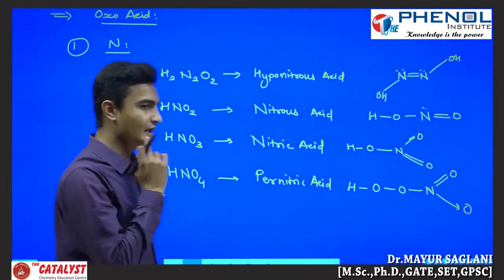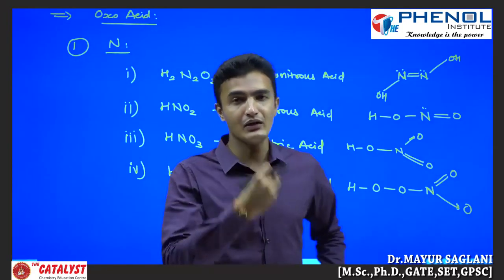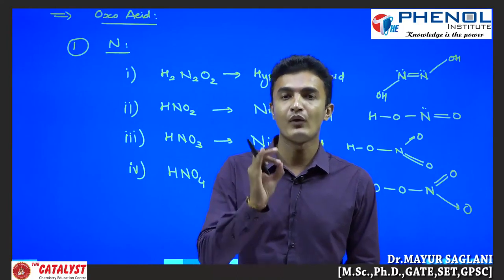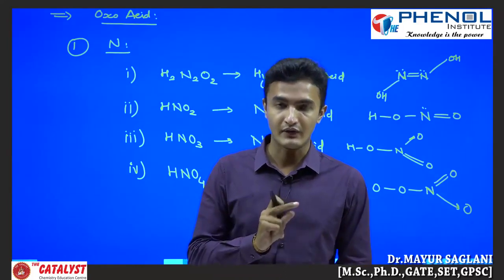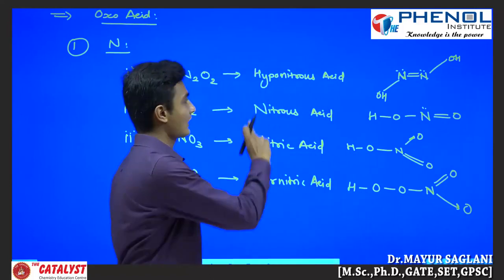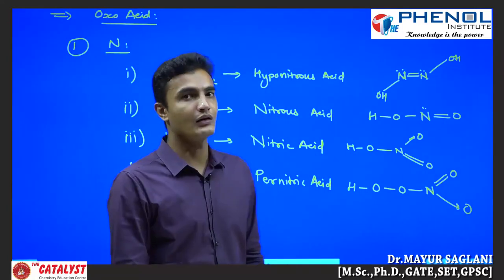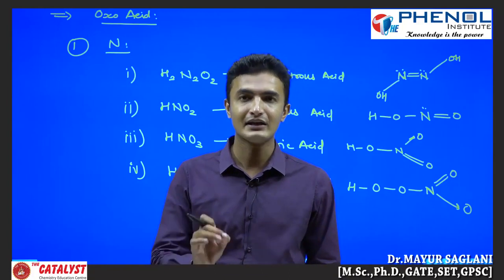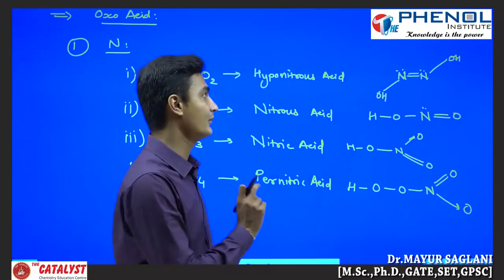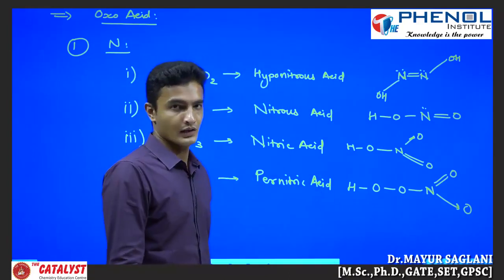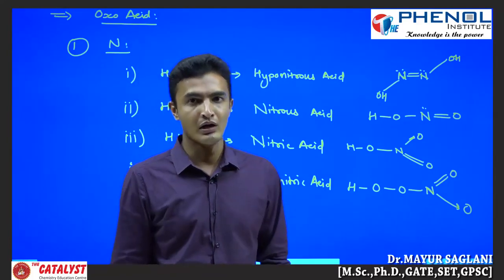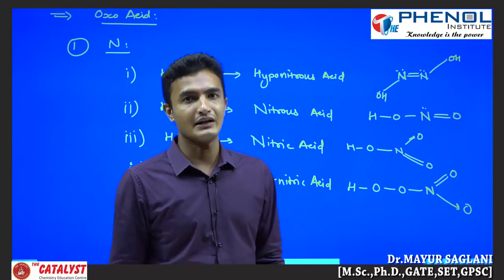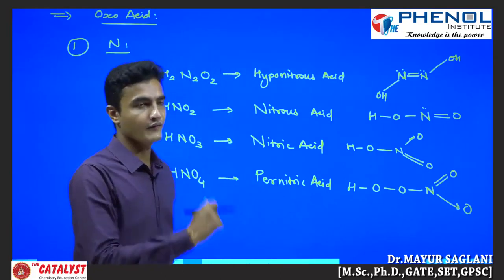Generally, if you see oxo acids, then in the oxo acid there must be one double bond O and one OH bond present. Fine. But here you see hyponitrous acid, it is an oxo acid of nitrogen and still it doesn't possess N double bond O. Okay, it contains OH but it doesn't possess an N double bond O bond, but still it is an oxo acid of nitrogen.